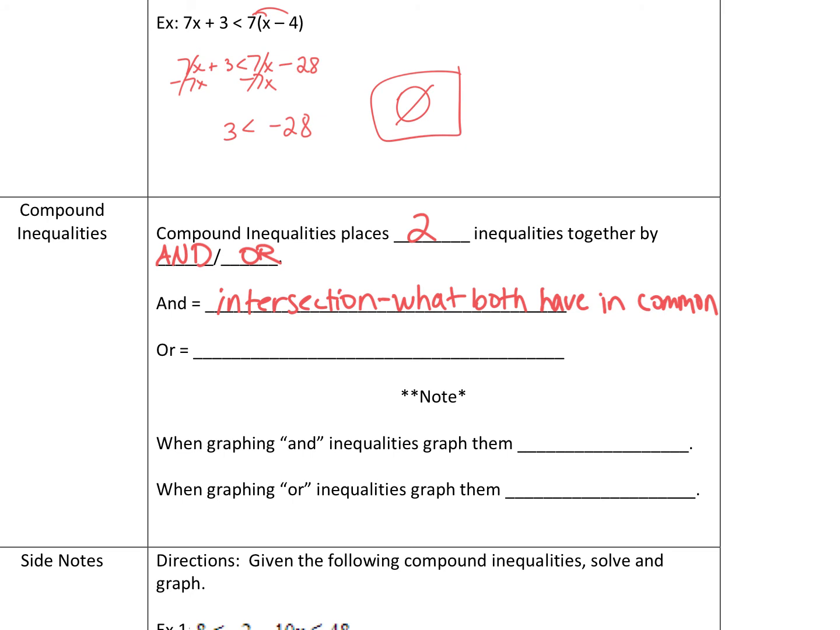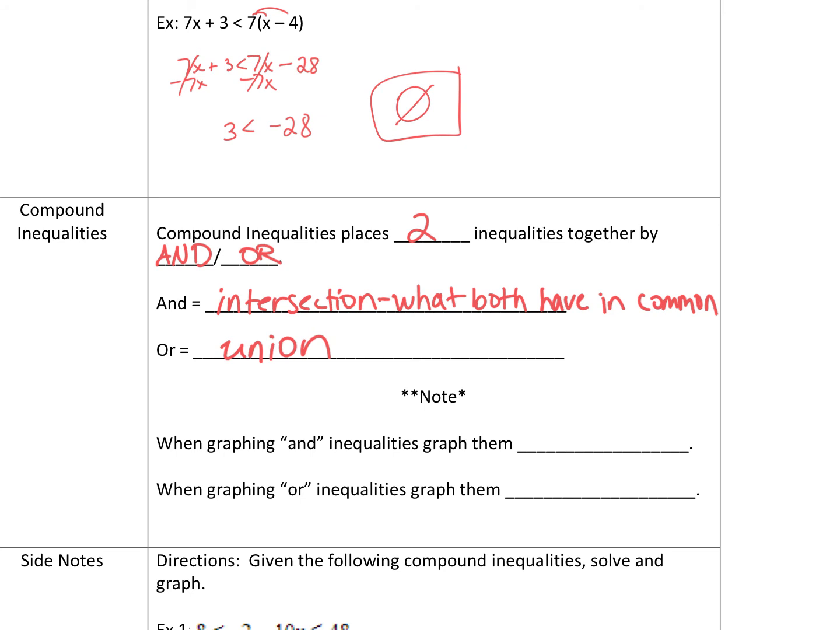And then the or function is going to be different than that. That's going to be a union. So that's basically everything your graph is going to cover. Typically this one, we said the intersection looks kind of like a line segment, like our warm-up did. This is going to look like typically two arrows going in the opposite direction.